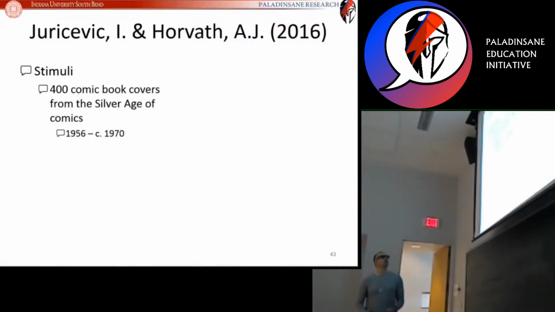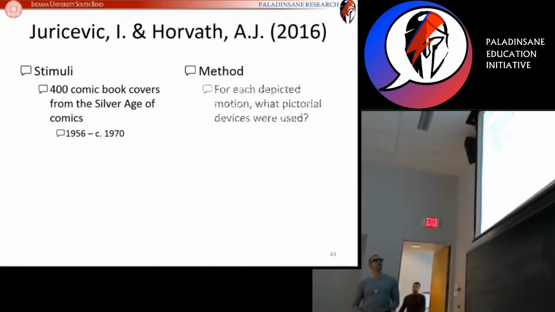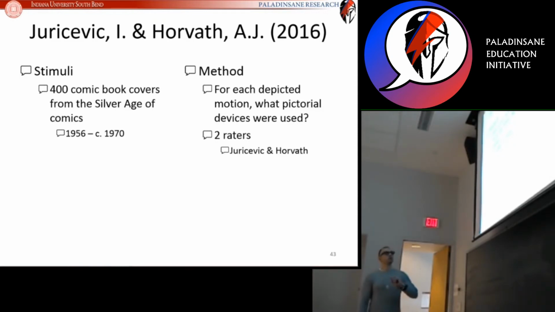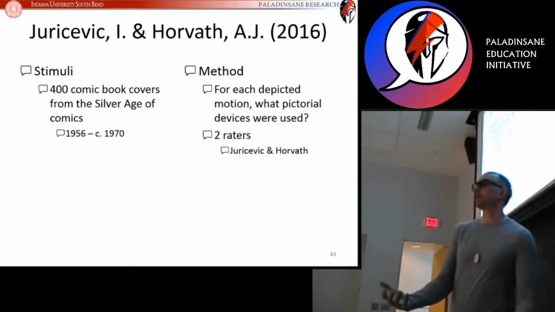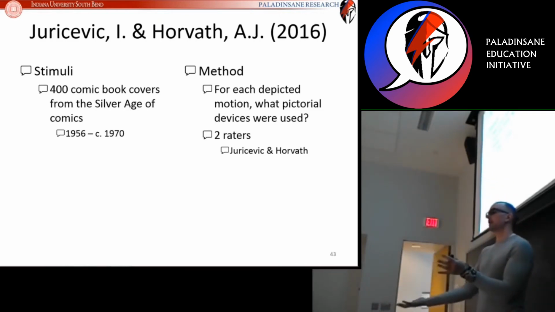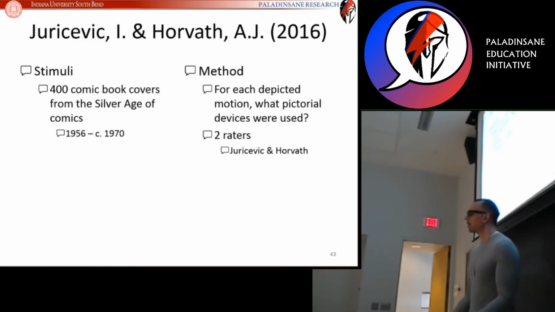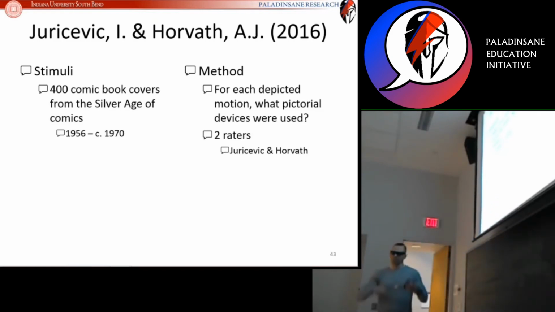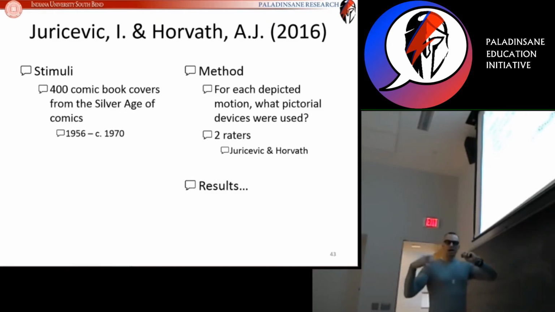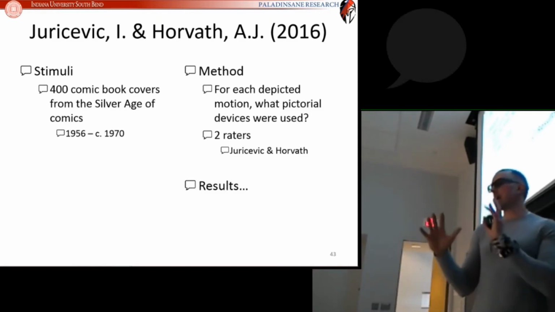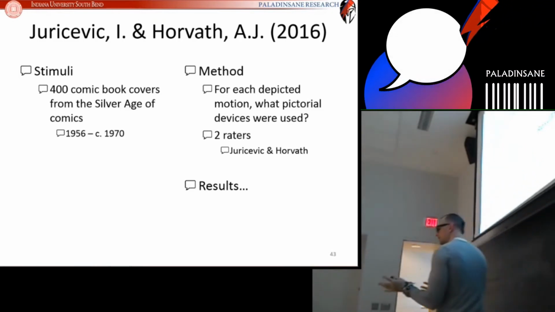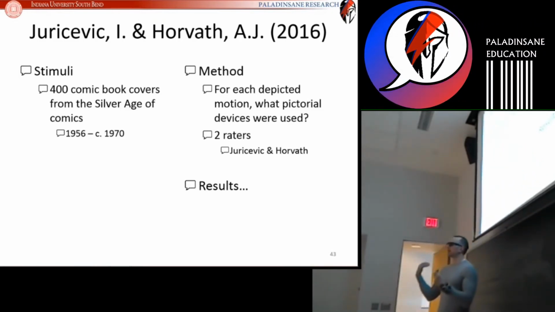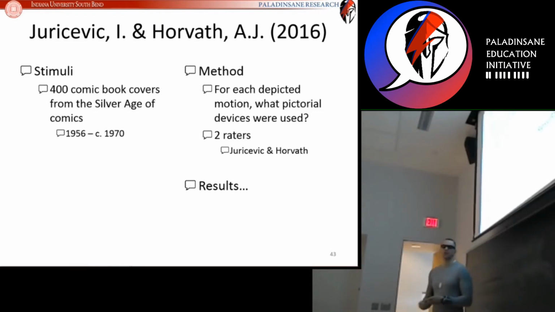All right, so we went back to our stimuli, and for each depicted motion, for each instance of running, we coded what the pictorial devices were. We both rated these so that we could see what our agreement was. Our inter-rater reliability, as they call it, was pretty high, and that was gratifying. And then what we found: we coded how many metaphorical devices and how many literal devices were used, and how often those combinations occurred.